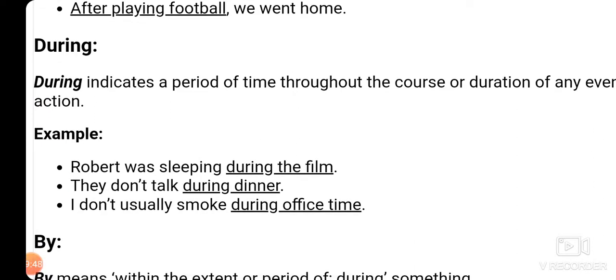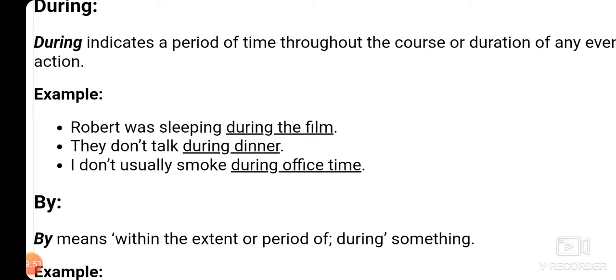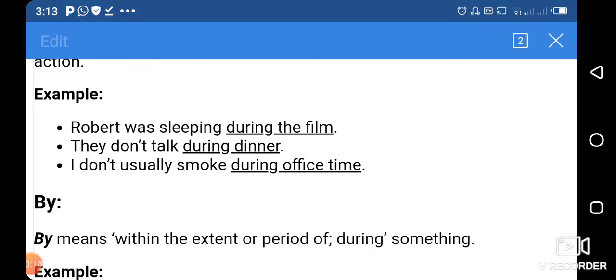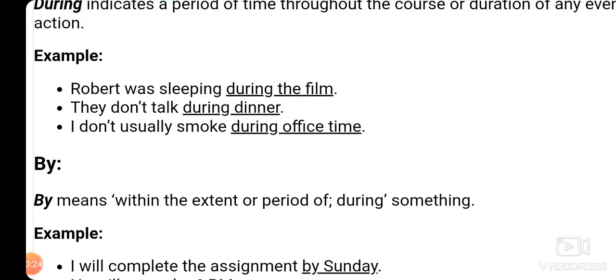During indicates a period of time throughout the course or duration of any event or action. For example, some activity has started, and during that activity you have been doing something else as well, then you can use this preposition during. Robert was sleeping during the film. The film started and he was supposed to watch it, but at that same time, simultaneously, he was sleeping. They don't talk during dinner. So dinner was started, they were eating, but they were silent at the same time.